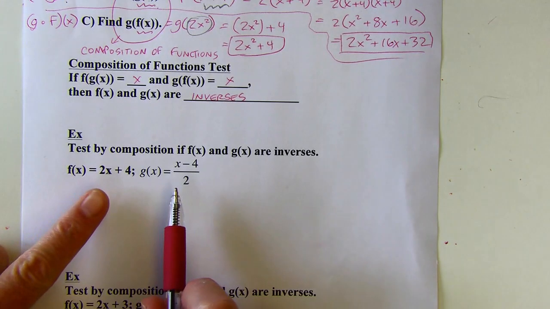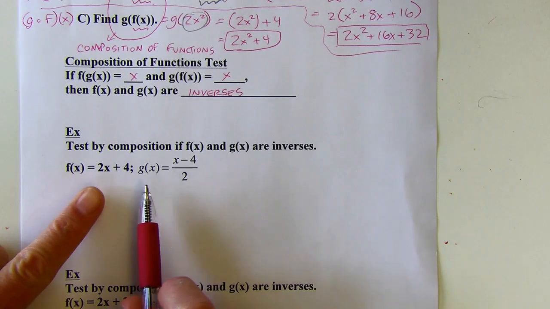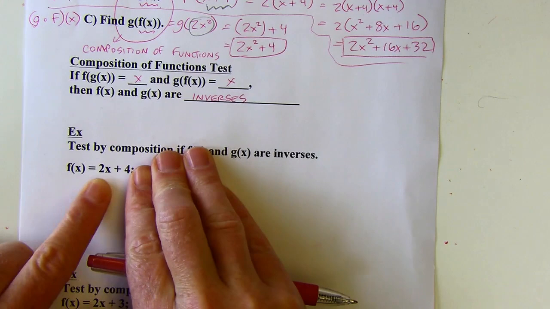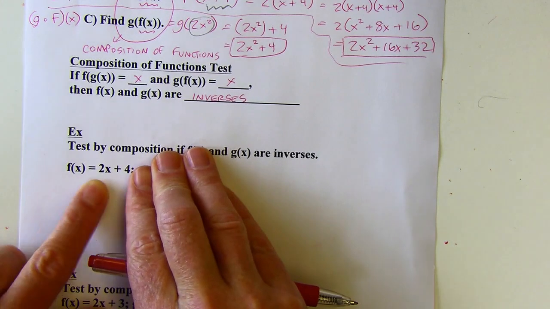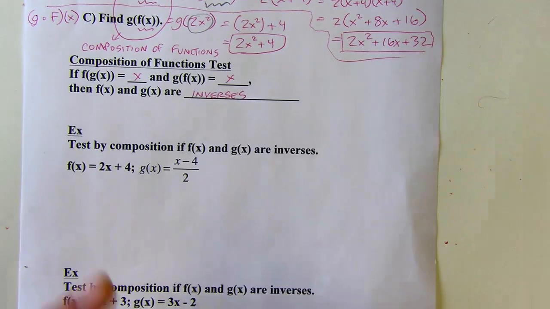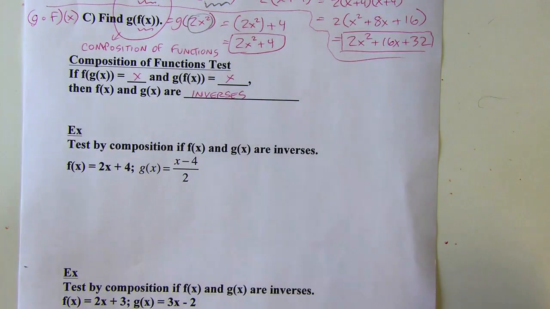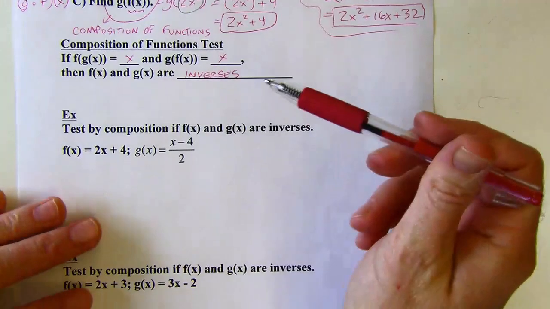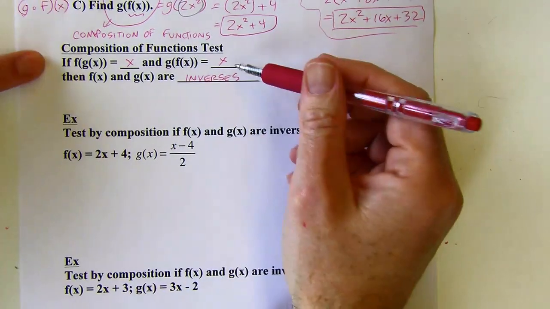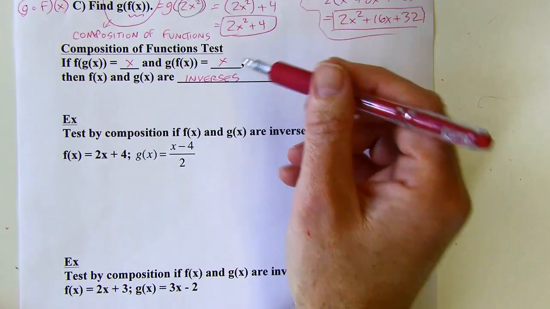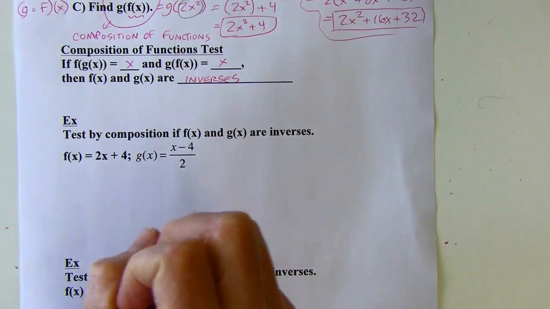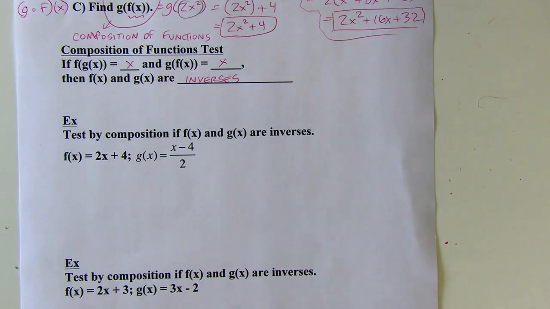Now, there is a way to figure out if these are inverses without the composition of functions test. You could just take one of them, switch the x and y, find the inverse, and see if it's that. And if it is, then hey, they're inverses. But that wouldn't be using the composition of functions test. So let's try to use the test. It's a two-step thing. I've got to check if f of g of x equals x first, so let's go ahead and try that out.